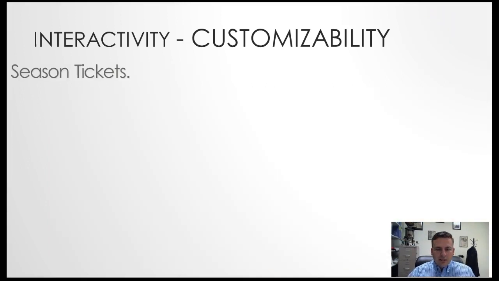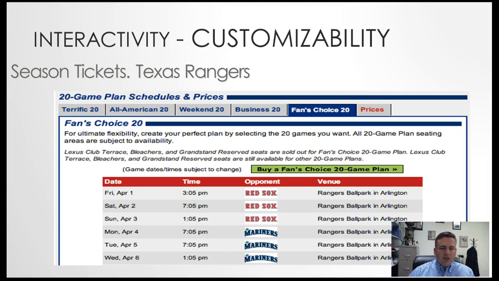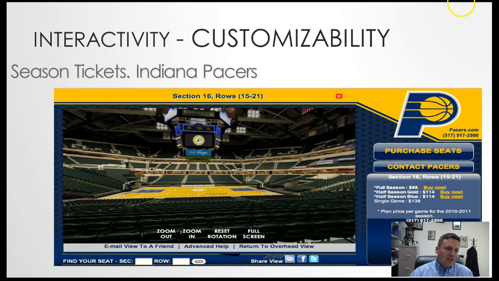Now let's talk about season tickets. This is from a team's perspective. This is just an example of what the Rangers did several years ago with the Fan Choice 20. Essentially what you can do is buy a package of 20 games. They've named them the Terrific 20, All-American 20, Weekend 20, Business 20. Essentially it's 20 games that are customized to that type of person. Or if you want to choose your own 20, pick the 20 games you want, and then they'll give you a price for those games. Typically, it depends on the organization whether or not they charge a premium for it, but that's an example.